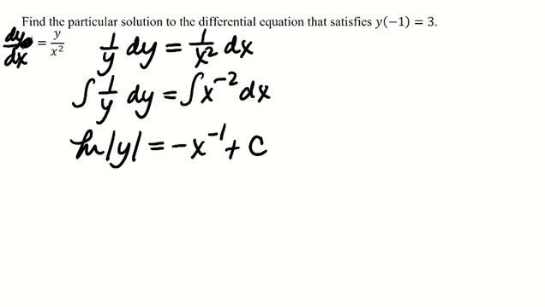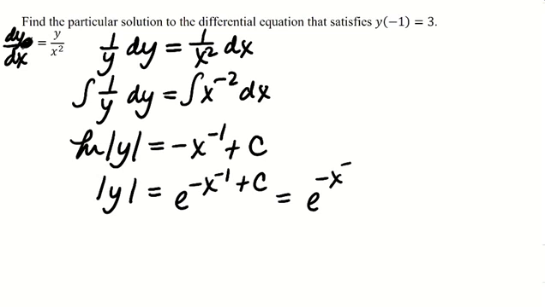What I'm going to do is take e to both sides' power. So I'll have the absolute value of y is equal to e to the negative x to the negative 1 plus c. And this is equal to e to the negative x to the negative 1 times e to the c. It's one of our exponent properties. And e to the c is yet another constant, so we're going to just call that c. So we'll call that c e to the negative x to the negative 1. And that's absolute value of y.